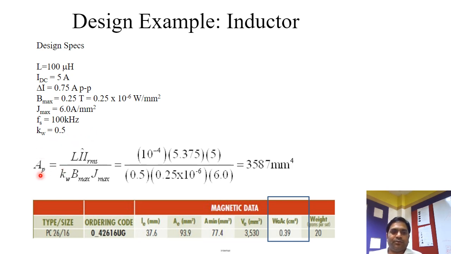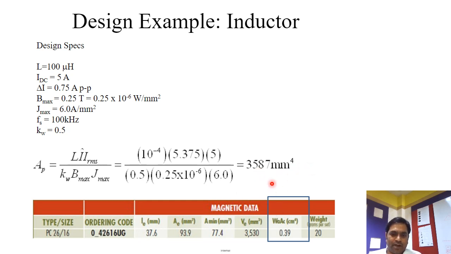So first we have to calculate the area product for the inductor. The area product, we know, is inductance times I peak times I RMS upon the winding fill factor, B max the flux density, and J max the current density. By putting in all these values, we find that the area product is 3587 mm to the power 4.